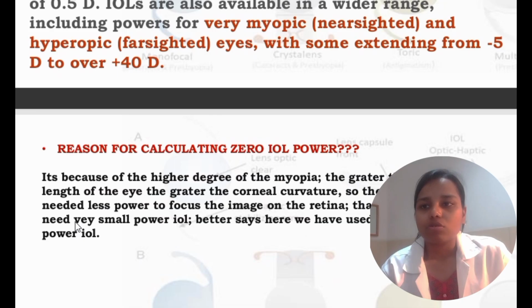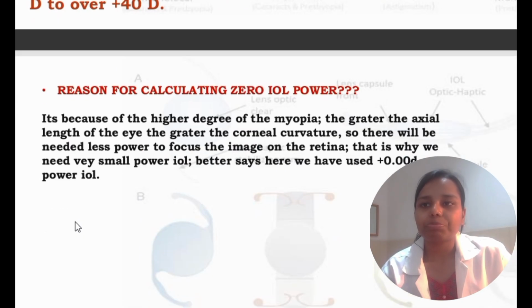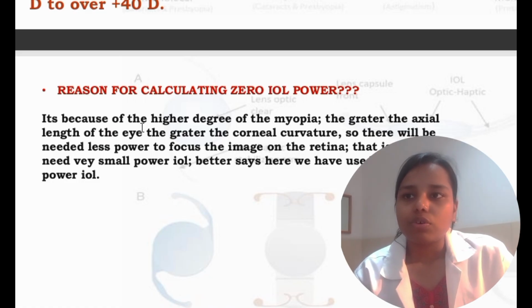Okay, going to the next slide. Now the second question: why are we putting in a zero power IOL? Why are we not putting any power in this patient? This patient doesn't need any power, but why? It is because of the higher degree of myopia.